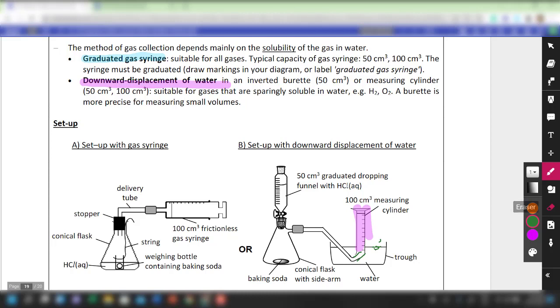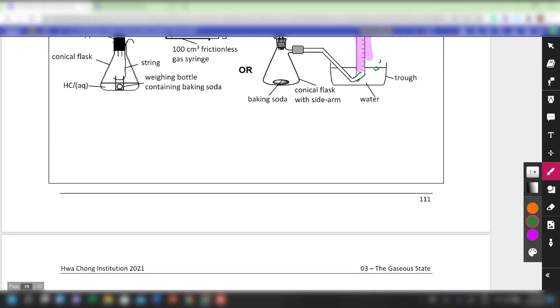Okay, if you want to do a dry delivery or dry collection, that is what is shown in A. So this is where you use a gas syringe. Normally you do a dry collection when, let's say, the gases will react with water, such as NO2, because NO2 actually dissolves in water quite significantly. Any gas which doesn't really dissolve in water, such as hydrogen gas or oxygen gas, downward displacement of water is actually preferred. Yeah.